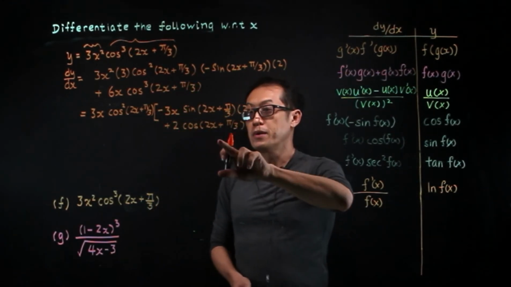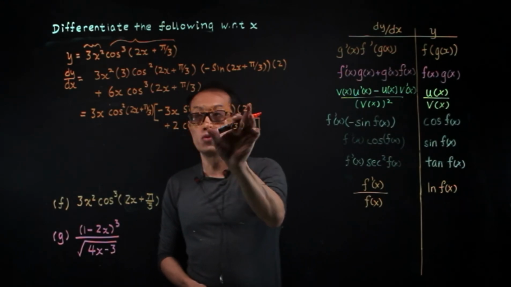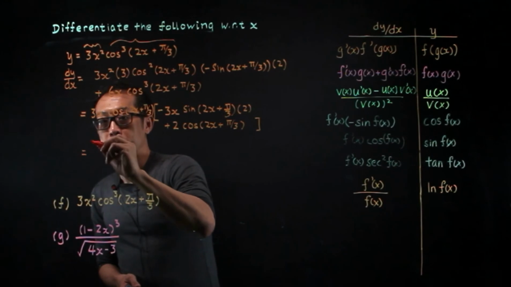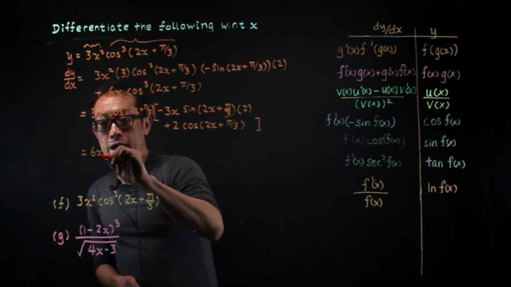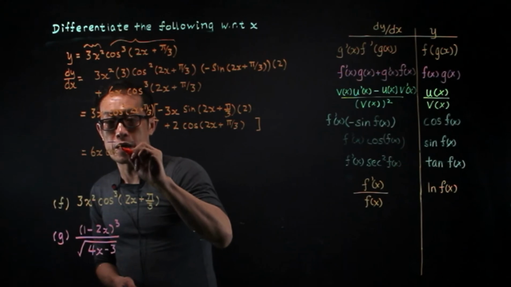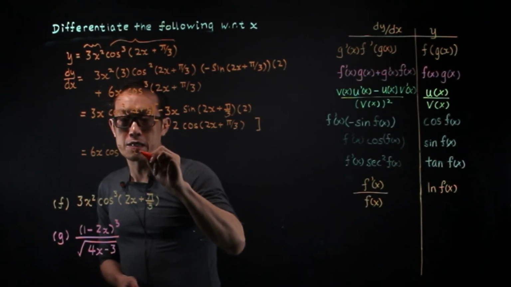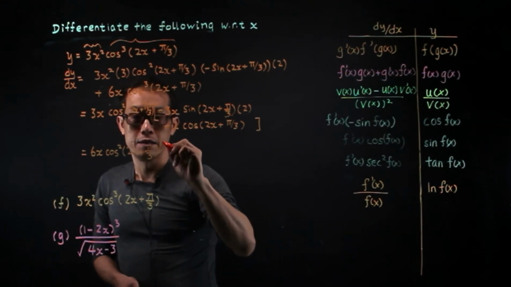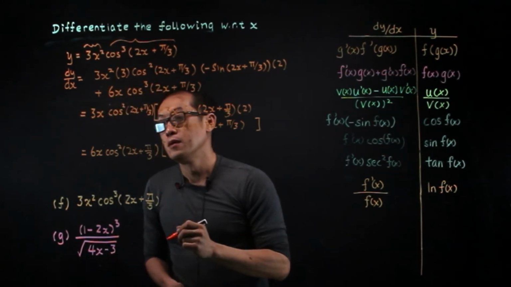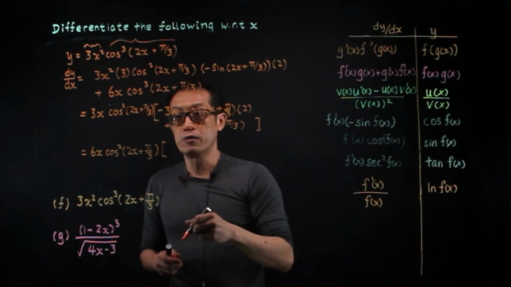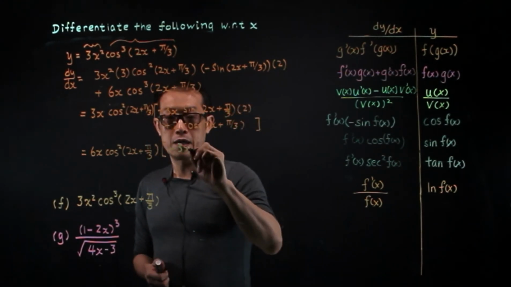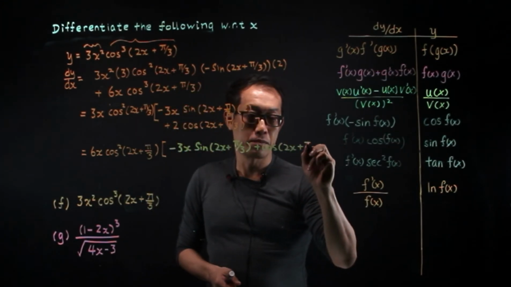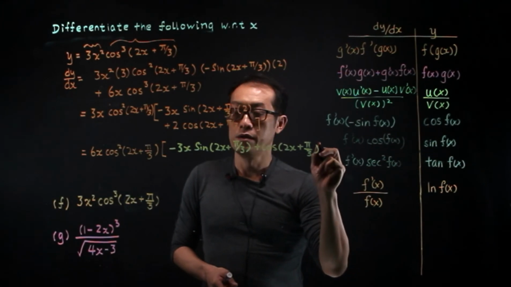Now I can simplify this further, but there's a 2 common, so I can take it out. What then becomes 6x cos squared (2x plus pi over 3) open bracket. Now the 2 is taken out, so I'm left with minus 3x sine (2x plus pi over 3). This 2 is taken out already, and then followed by plus cos (2x plus pi over 3).